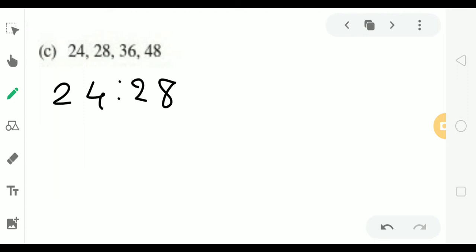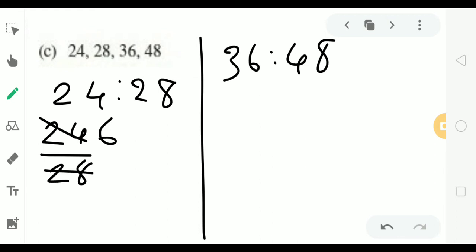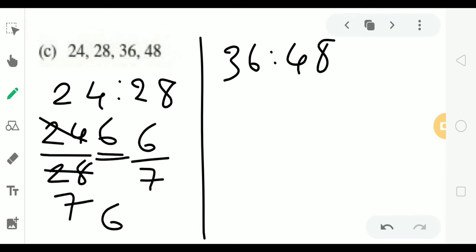First two quantities in one ratio, 36 is to 48, second, third and fourth in another ratio. So 24 upon 28. In the 4 table, 24 is 6 times, 28 is 7 times. So we get this as 6 upon 7. It is same as 6 is to 7.